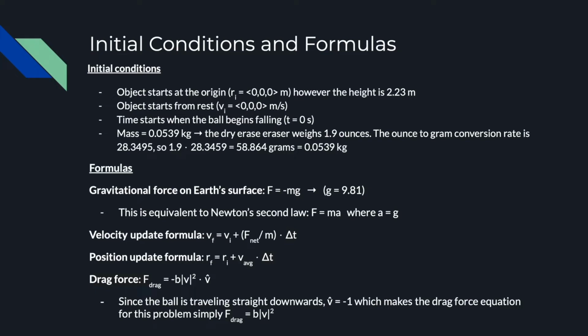The drag force formula is drag force equals negative 1 times the proportionality constant times the magnitude of the instantaneous velocity squared times v hat. It should be noted that since the ball is traveling straight downwards, v hat is negative 1, which makes the drag force equation for this problem simply drag force equals the proportionality constant times the magnitude of the instantaneous velocity squared.